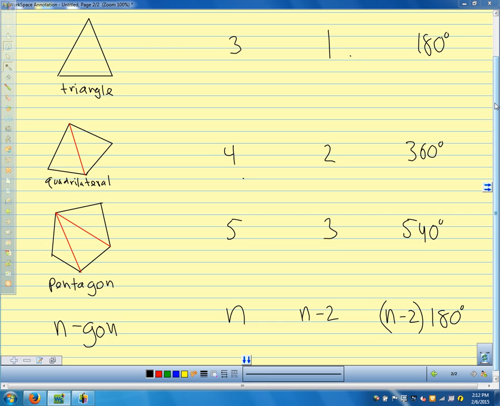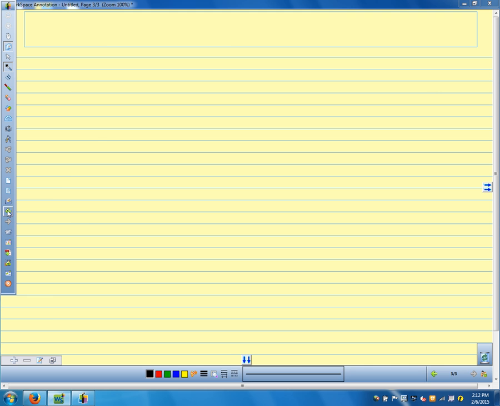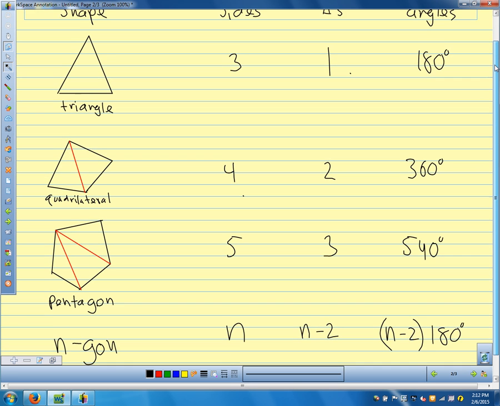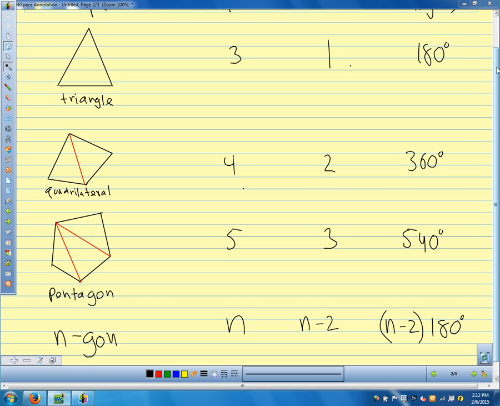All right, so we get our formula. Here's our formula. So the way we're going to write this is, let me go back here really quick. But questions on what we did here? I just wanted to show you where this formula comes from. It just comes from adding up the angles in triangles.